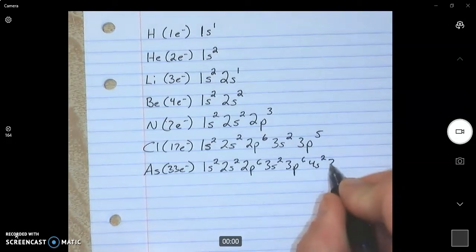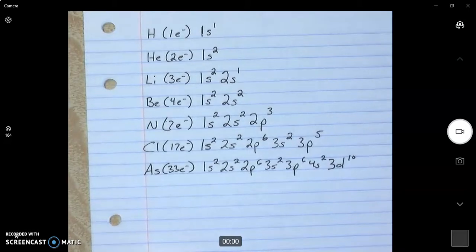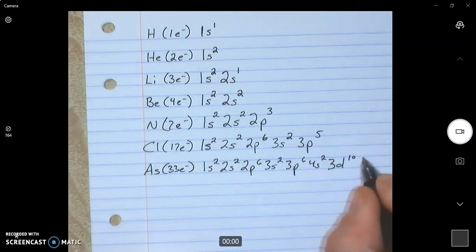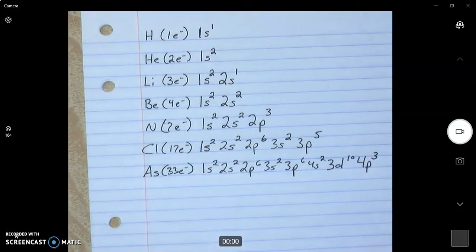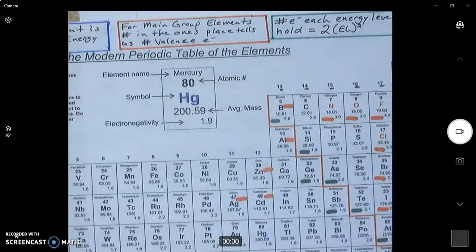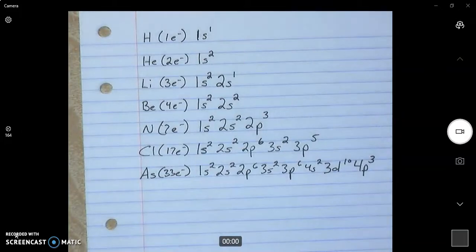What comes after 4s? 3d10. That takes us to 30. We have 3 electrons left. Where are those 3 electrons going to go? Into the 4p. 4p3. What did we say the address of that was? Let's look at our periodic table again. 2p, 3p, 4p, 1, 2, 3. 4p3, and that's where we ended up with our configuration.